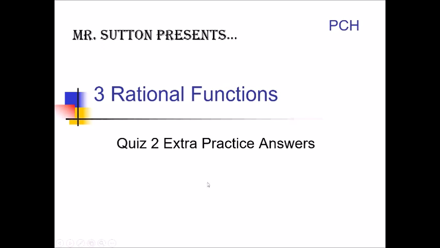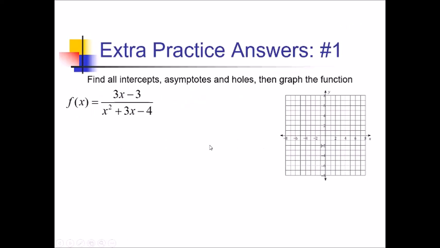Inequalities of Rational Functions. On this problem, we need to find the intercepts, asymptotes, and holes of this function and then graph it. Before we can do that, though, we're going to need to factor it.